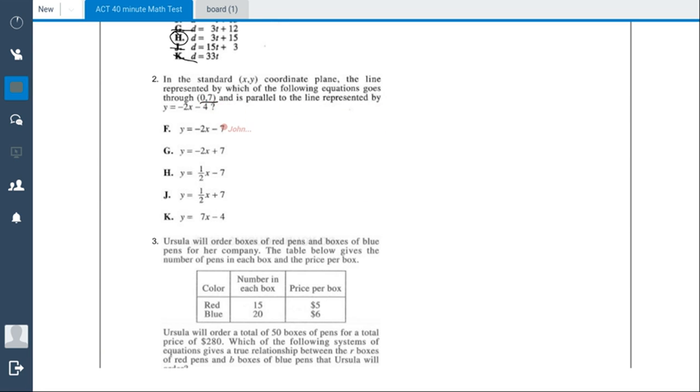This is a y-intercept, so I know that my B value has to be equal to +7. So that's wrong, and that's wrong. Again, I have a 50-50 shot. And then the next thing that I need to do is find the line parallel, so the slope has to be equal to -2. So that means that that's G.